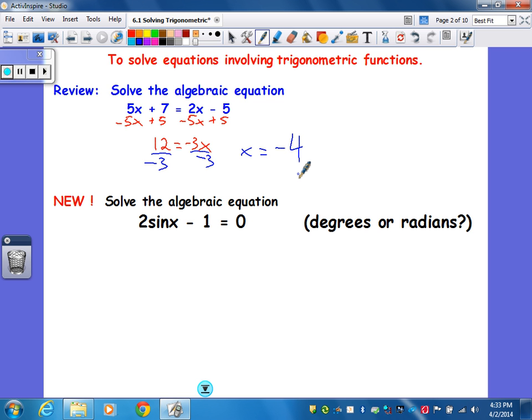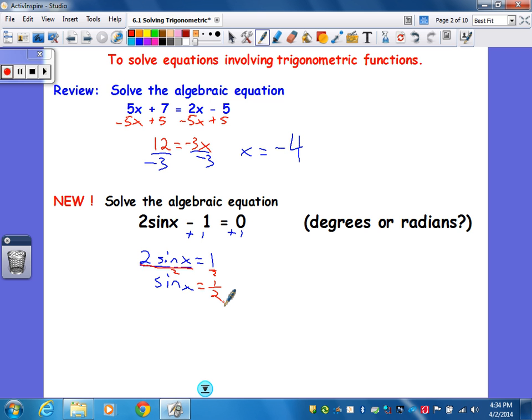Now we're going to use some trigonometry. We're going to throw a sine in there. So now we have to figure out what to do with that. Well, it's kind of the same thing. It's just like thinking this is my entire x, even though x is your angle, the entire thing is your x. So we need to get that by itself. First thing we need to do is add 1 to both sides. So we have 2 sine x equals 1. Then we divide both sides by 2. We have sine x equals 1/2.